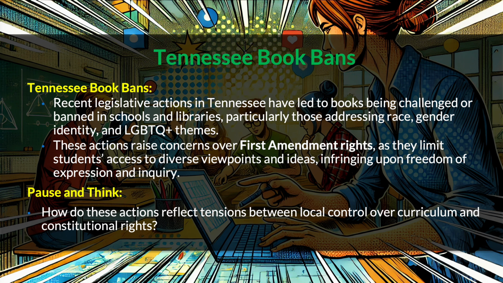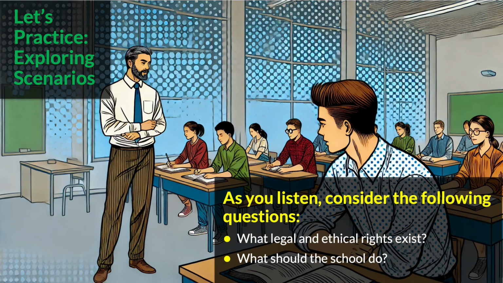This situation reflects a broader tension between local control, the authority that school boards and local governments have over educational content, and constitutional rights. While local authorities may believe they are acting in the best interest of students by restricting certain materials, these actions can conflict with students' rights to access information freely and without censorship. It's essential to recognize that balancing these two forces, local control and constitutional protections, poses complex challenges for educators, policymakers, parents, and students alike. Next, we are going to practice with scenarios.